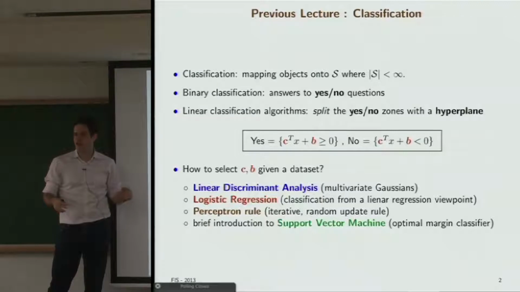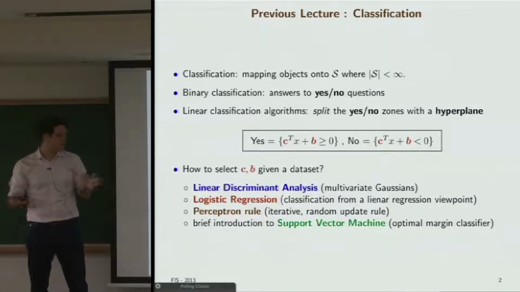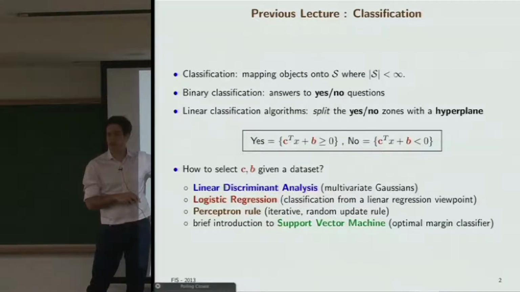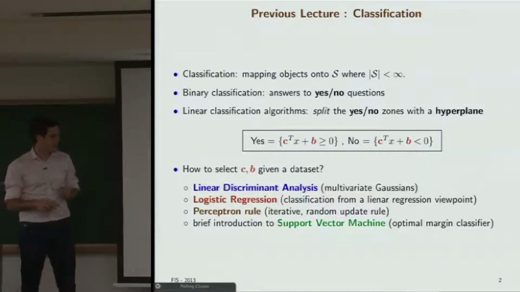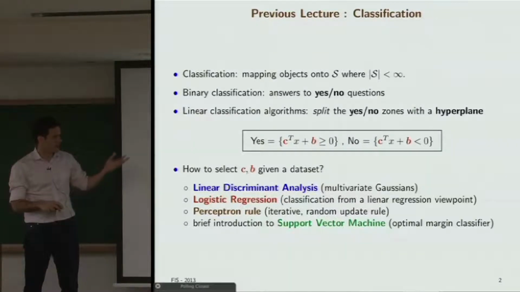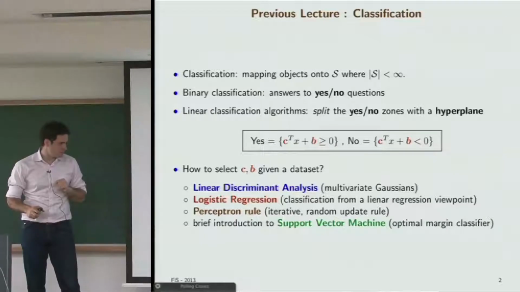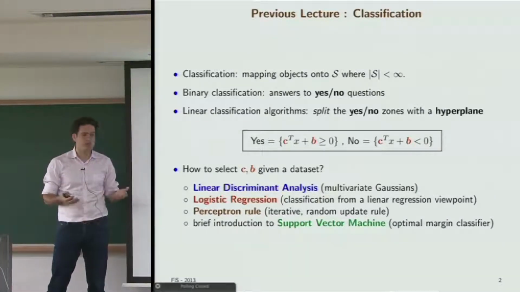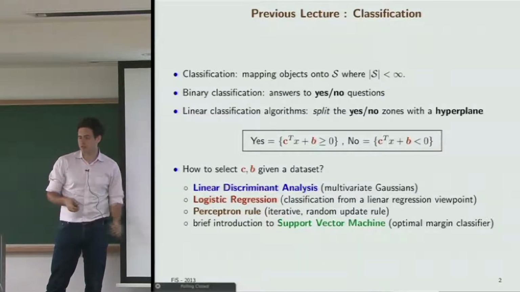That is functions where basically the part where we answer yes is the part where the dot product of x with the normal vector c, plus b, is non-negative. And the part where we answer no is the part where the dot product of x with c, plus b, is negative. So the big problem when you have to design a classifier is which technique you use. And we briefly discussed four of them here.